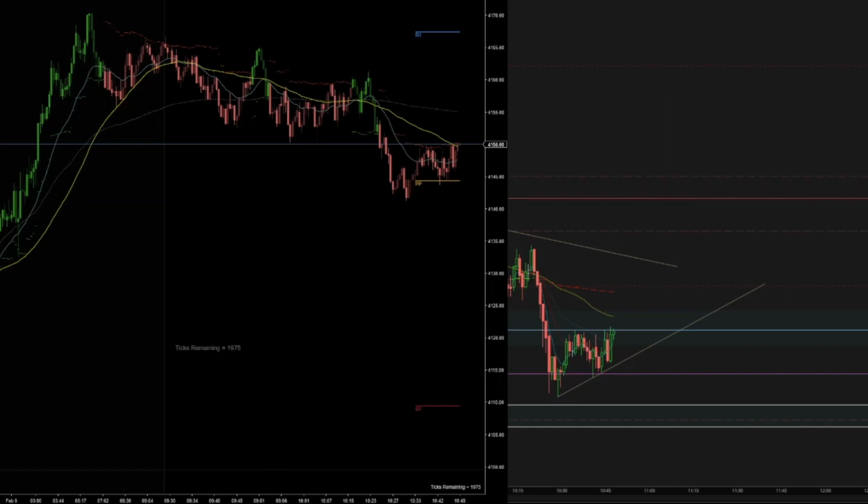Hello, today February 9th, Thursday price action. This is the ES chart, and on the left is a 2000 tick chart, and on the right the 1 minute time frame chart.